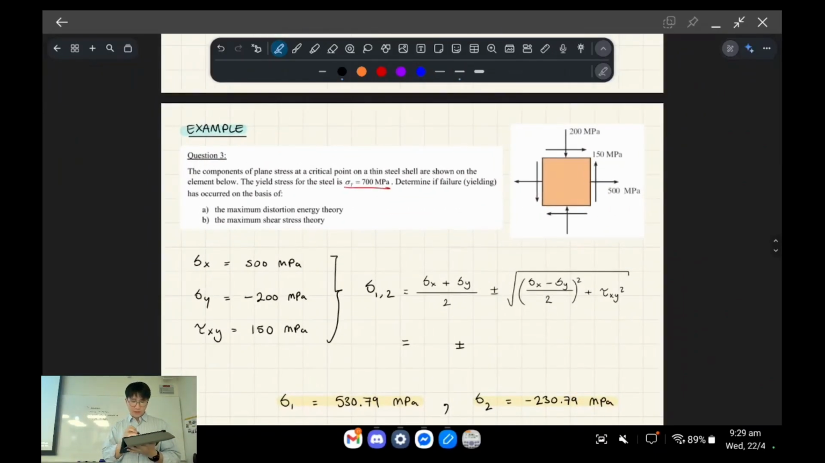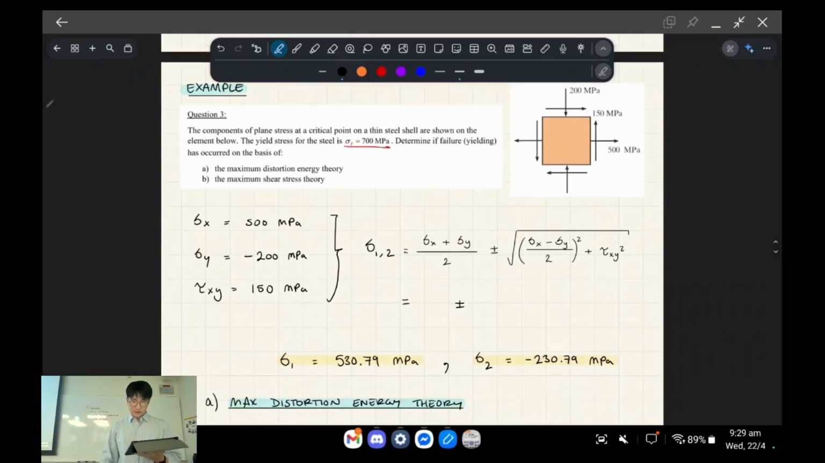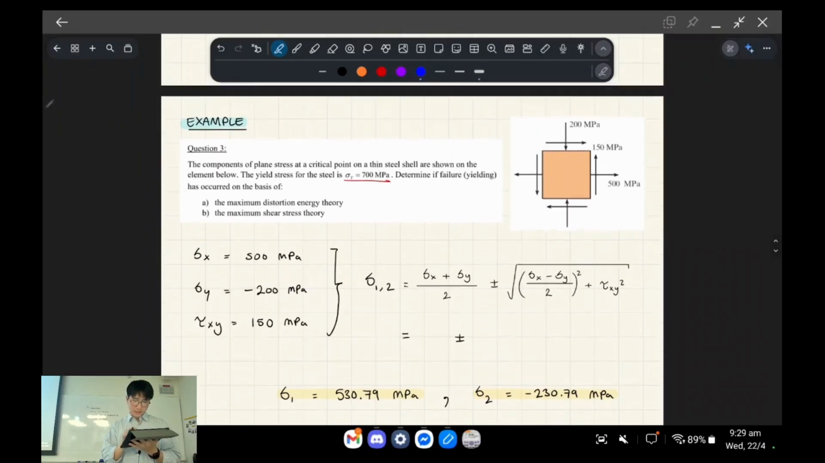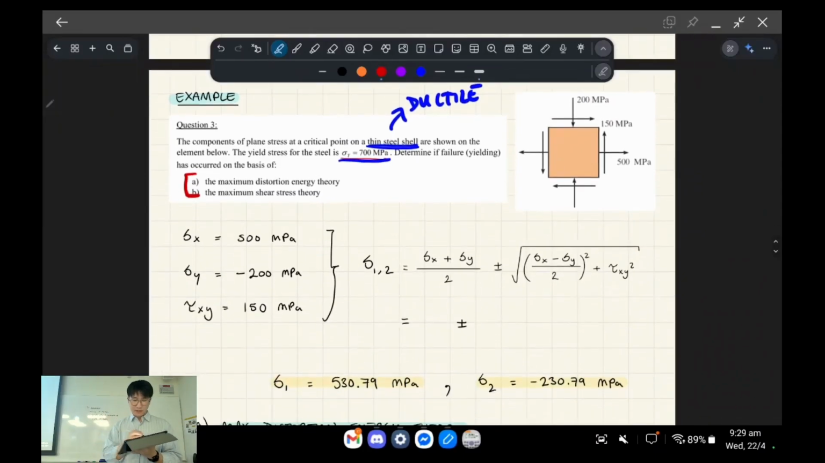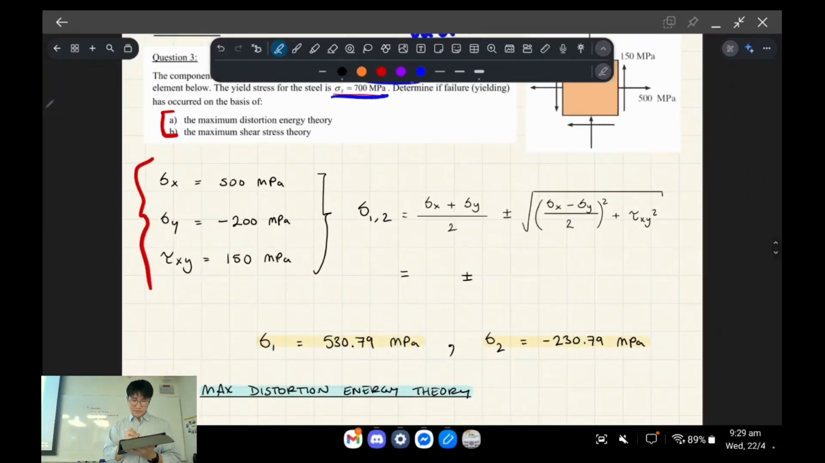We've also got another example. We're going to basically figure out, so this is a steel shell, so it's ductile. We have 700 MPa. We want to see if this has failed based on the first theory that we looked at and then the second theory that we looked at. So we look at our stress element. We can deduce these parameters, and then we just plug everything in.